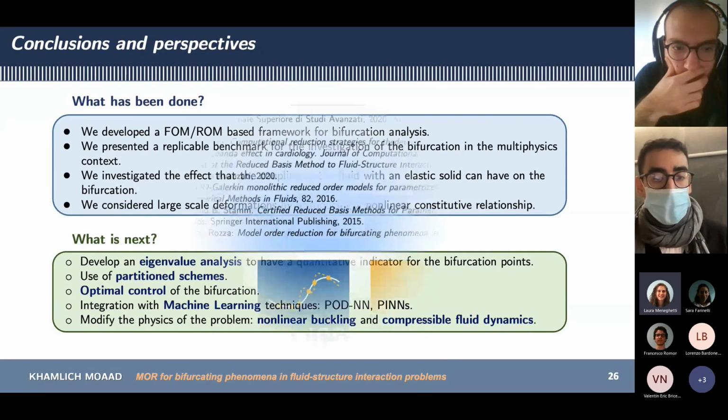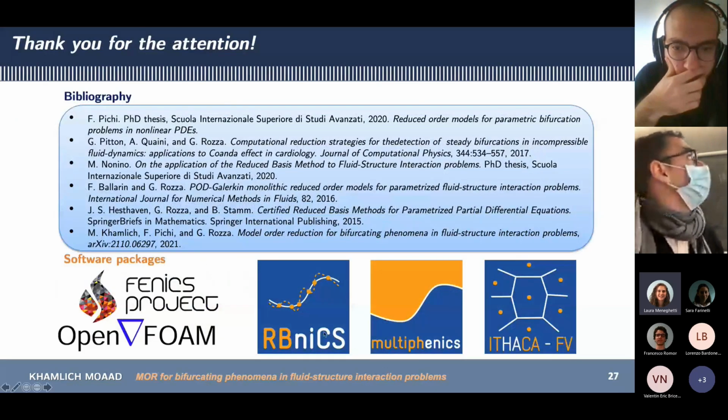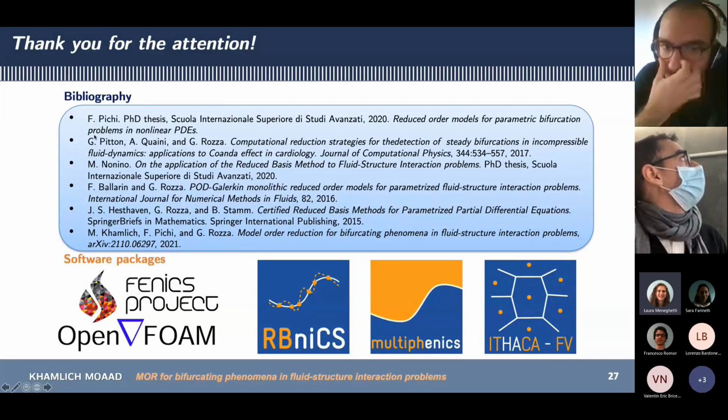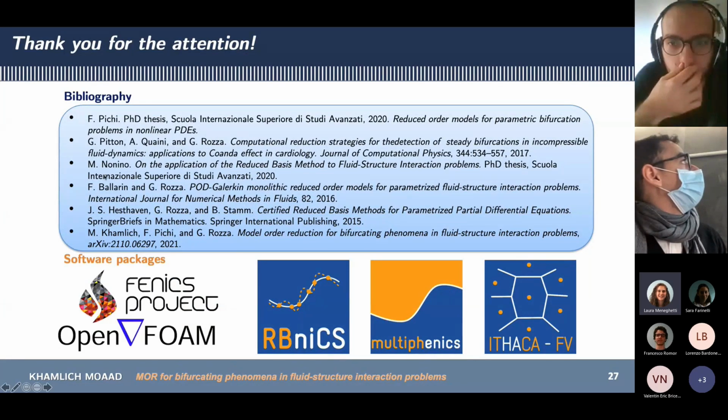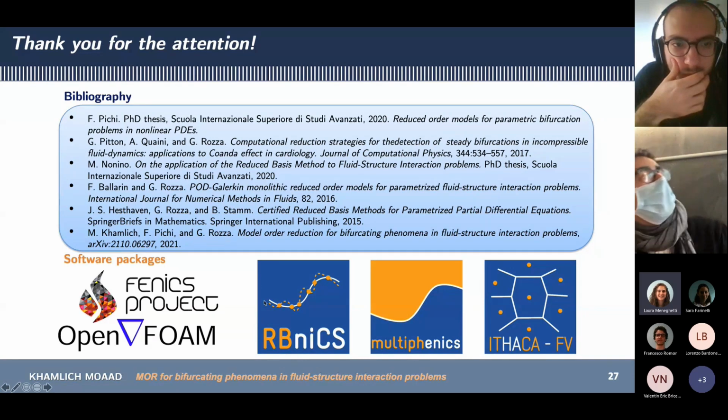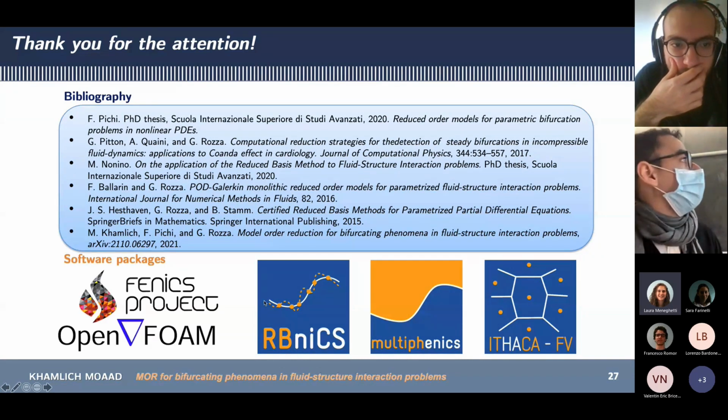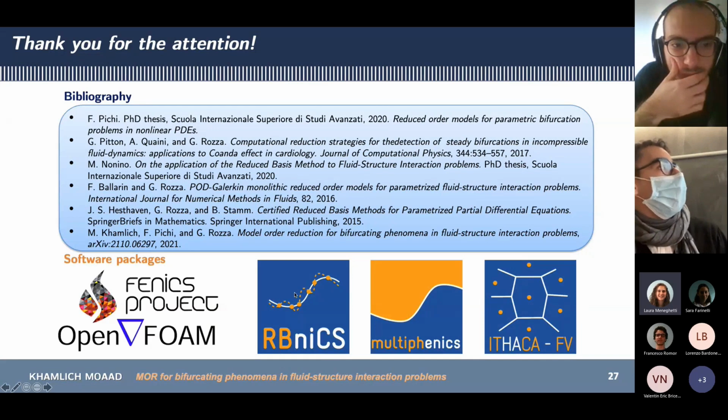And yeah, so this is the bibliography for the work. In particular, if you are interested, the last item is a preprint which investigates more in depth what I've spoken about, and all the numerical resolution has been carried out with open source software.